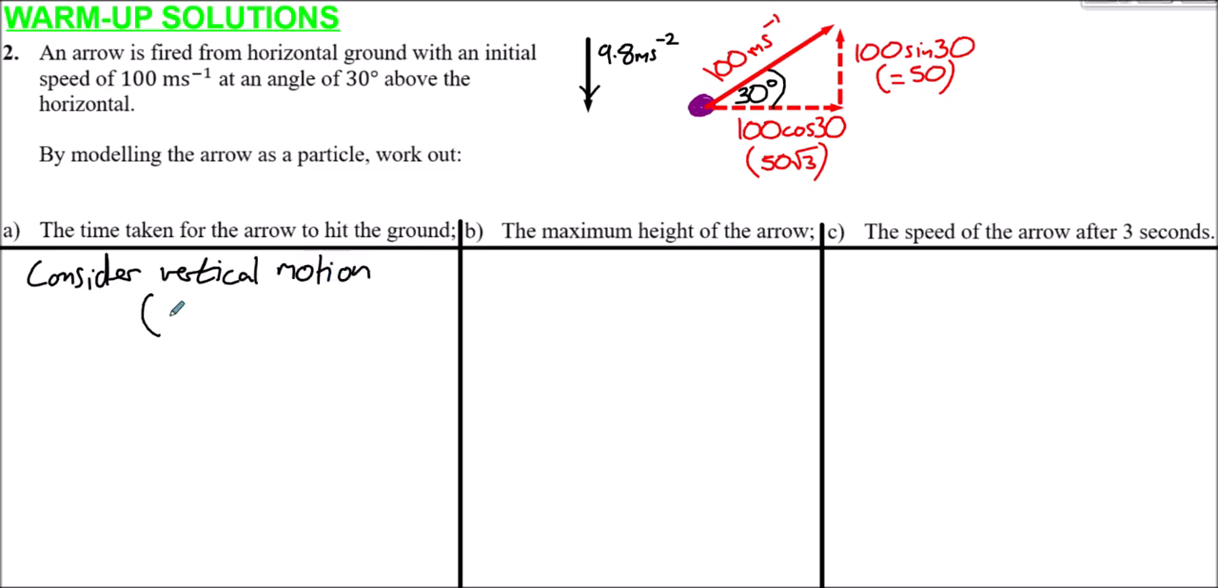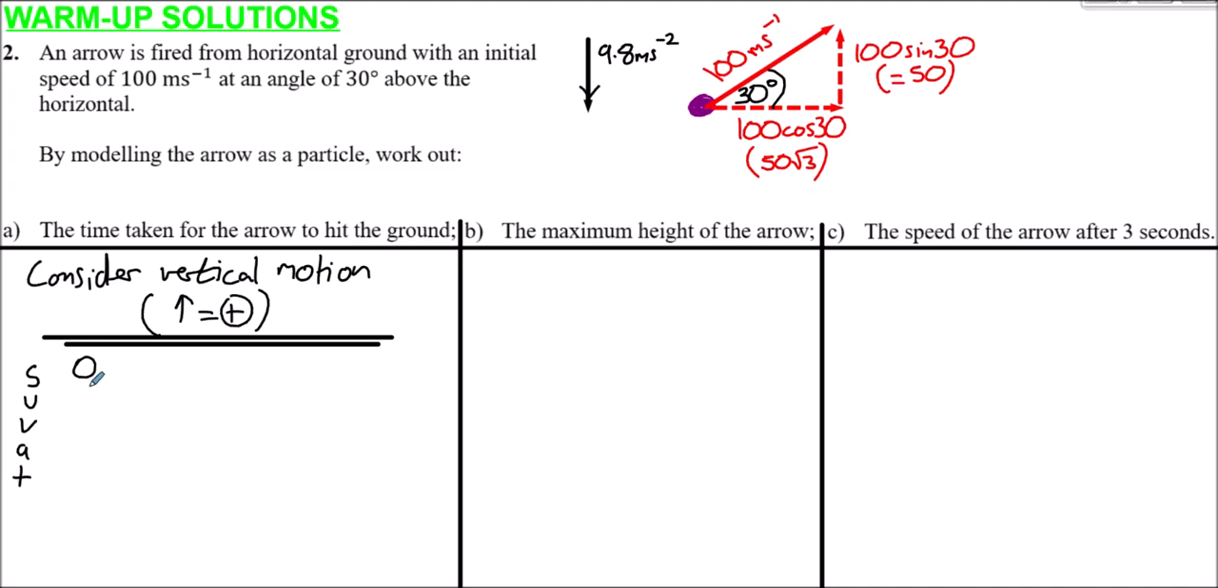And here, I'm going to take up as positive. So considering the vertical motion only, with up being positive, let's think about what we have in terms of SUVAT. Constant acceleration means SUVAT. When it hits the ground again, its vertical displacement will be 0, because it's not moved away vertically. It's gone up, then come back down again.